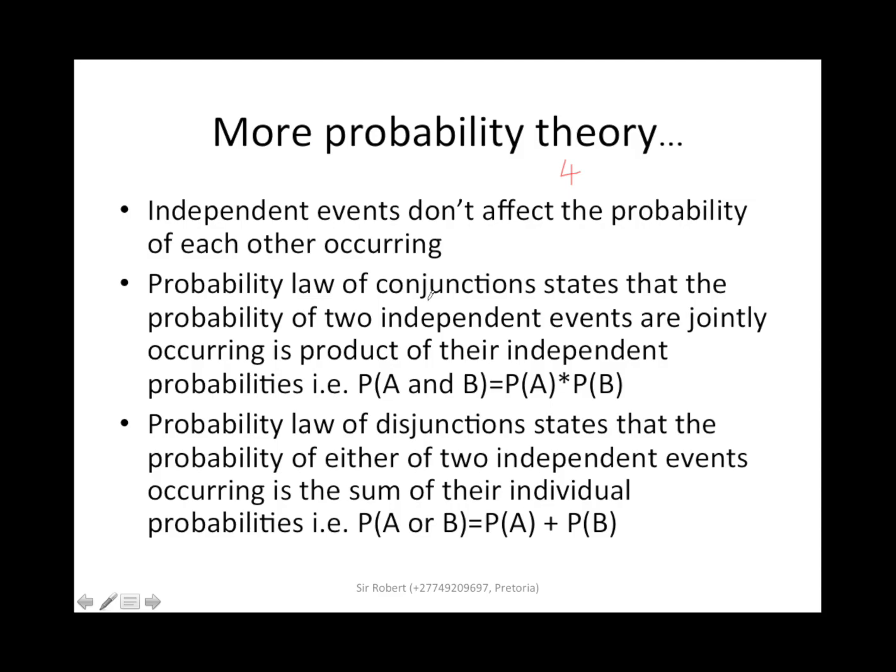The probability law of conjunctions states that the probability of two independent events jointly occurring is the product of their independent probabilities. So looking at the same probability of a die, let's say the probability of getting a 4 and a 2 is equal to the probability of getting a 4 multiplied by the probability of getting a 2.